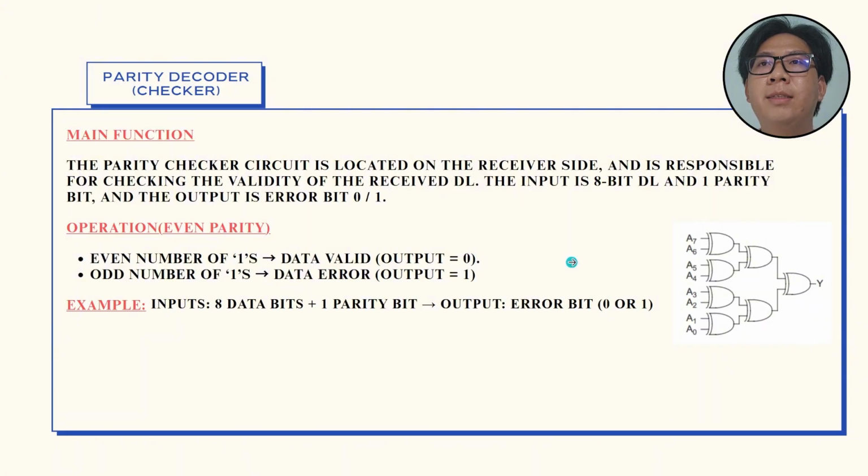Now for even parity, the operating principle is quite simple. If the total number of ones including the parity bit is even, that means the data is valid, so the output will be 0. But if the total number of ones is odd, it means an error has occurred during transmission, and the output will be 1. In practice, the checking circuit uses XOR gates to count the number of ones and determine whether the total is even or odd. That's how it detects any transmission errors.